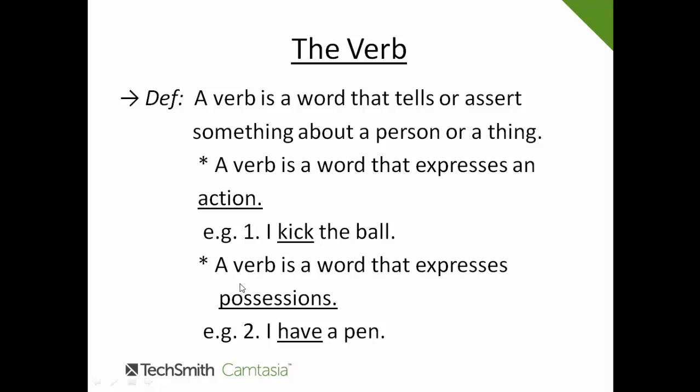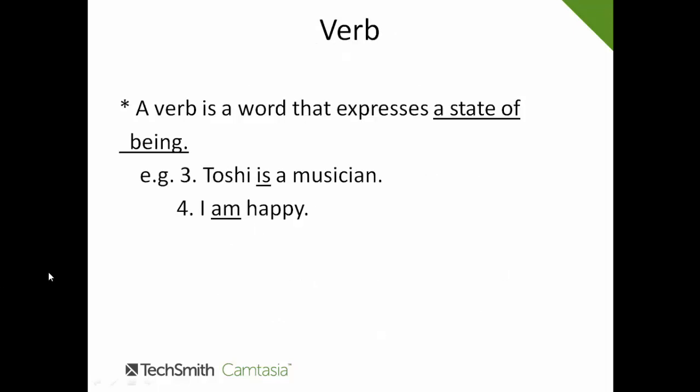Take a look at another example. A verb is a word that expresses possession. In this example, I have a pen. Have indicates ownership or possession. So these two words, kick and have, are verbs. Let's have some more examples and some more definition.